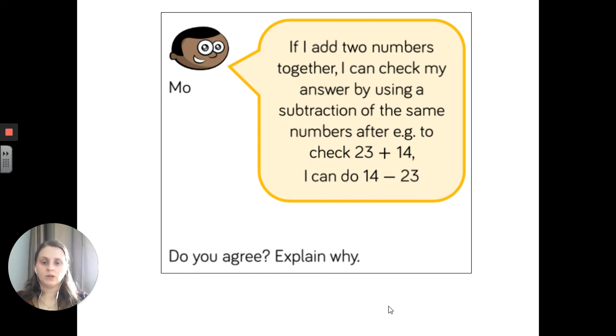Okay, hopefully you have had a go at that and you've paused. If not, just pause and give yourself a little bit more time. So you shouldn't have agreed with Mo on this one because you can't do 14 take away 23. It's a smaller number. What he should have said is, to check 23 plus 14, which is 37, you would have done 37 take away 23 or 37 take away 14 to find your answer.